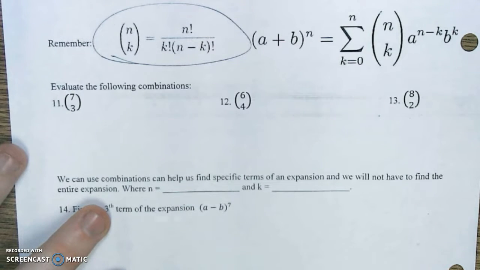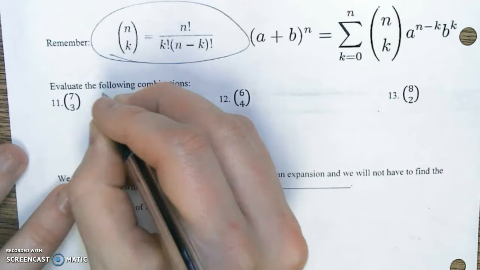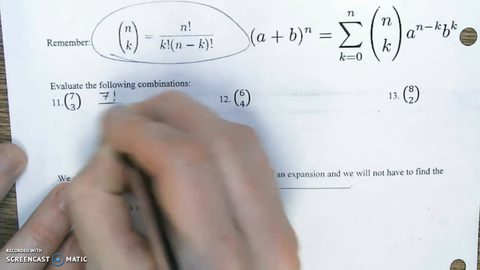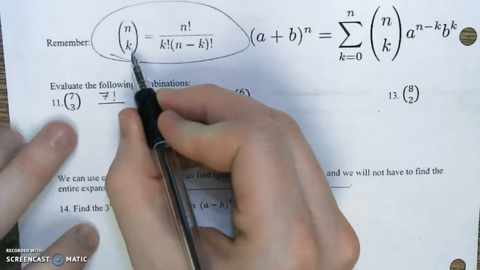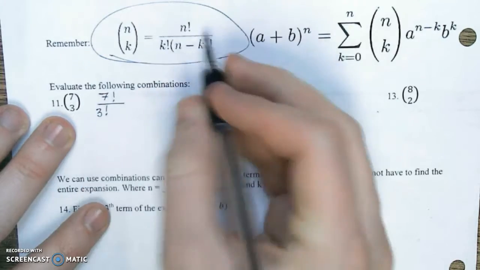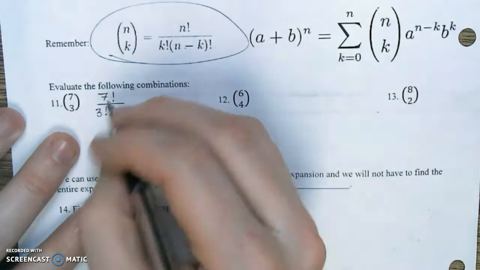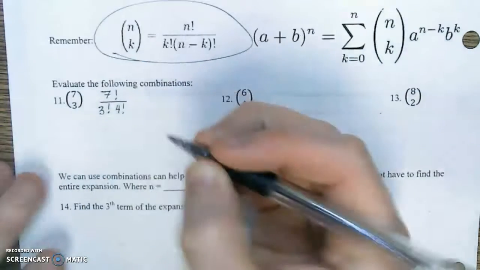So you would take your top number, which is the n, and you do that on top, so 7 factorial. And then you've got your bottom number, which in this case is the 3 or the k, so 3 factorial, and then n minus k factorial. So the difference between those, 7 minus 3, is 4, so 4 factorial.